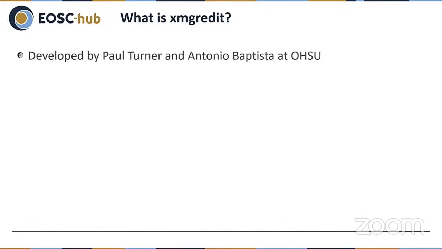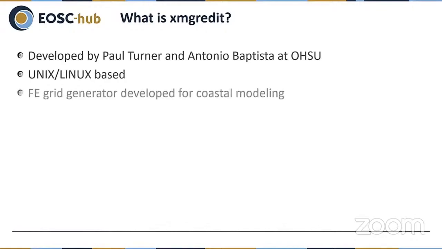XMGR-edit was developed by Paul Turner and Antonio Batista at the Center for Coastal Land Margin Research and, more recently, at the Oregon Health and Sciences University. It is a Unix/Linux-based code, so you'll find it easier to use if you have at least some familiarity with these operating systems. It was developed specifically for coastal modeling, so it has a lot of features that are particularly useful to generate this kind of grid.